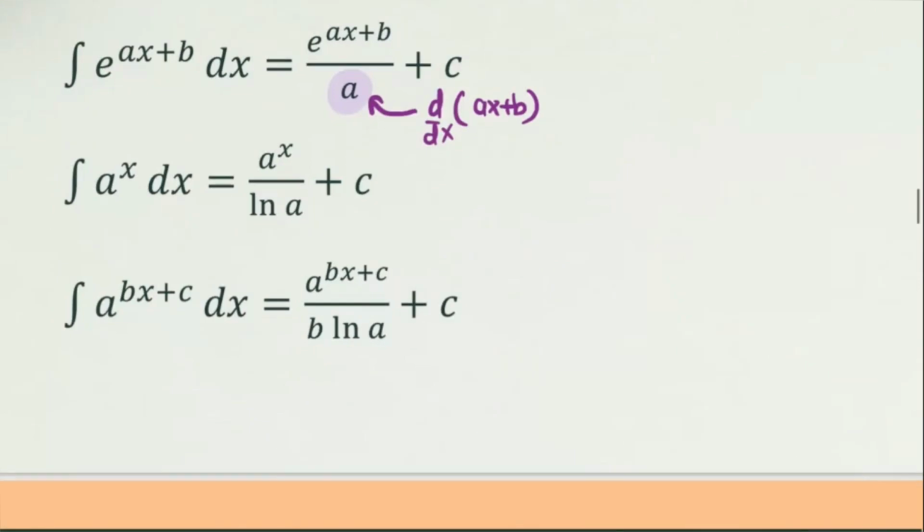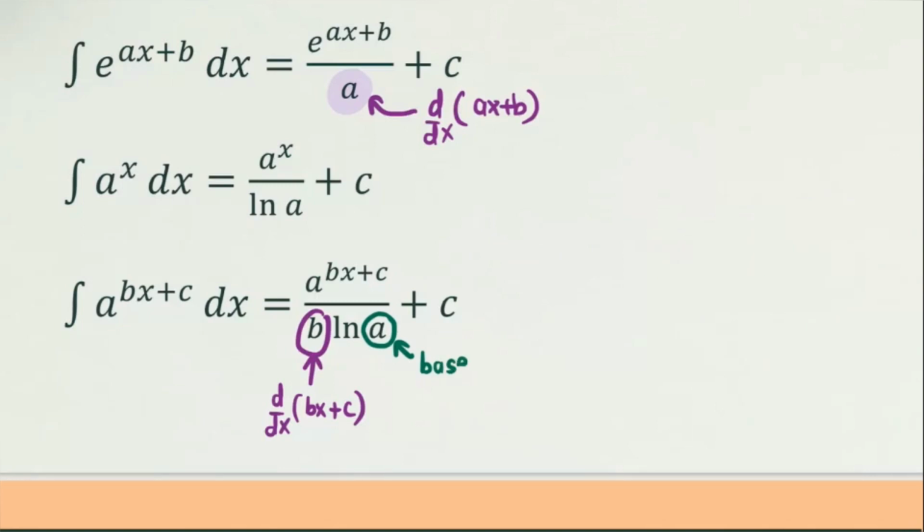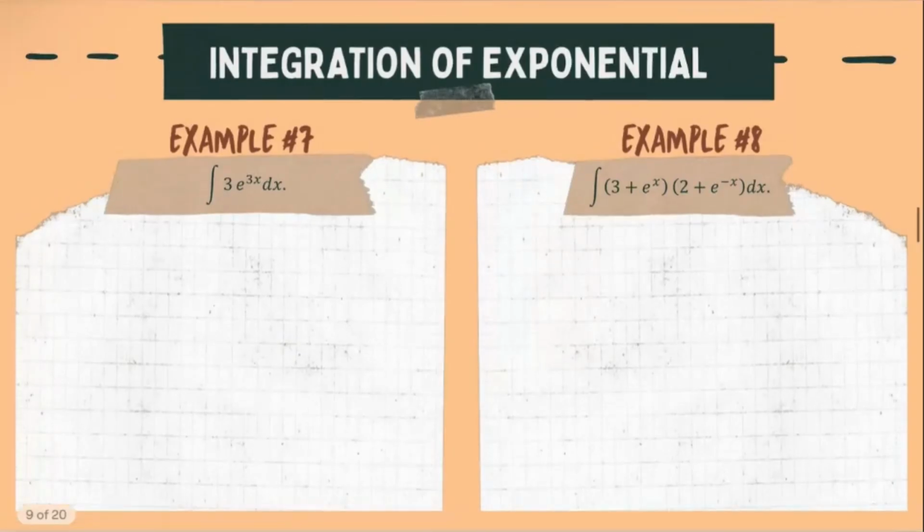So b ini datangnya daripada differentiate bx plus c, dan a ini datangnya daripada base. Base kita apa? Base kita yang ini, a. Alright. Okay, so example 7.